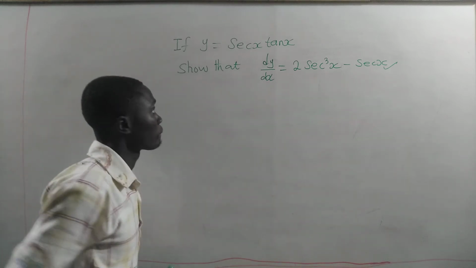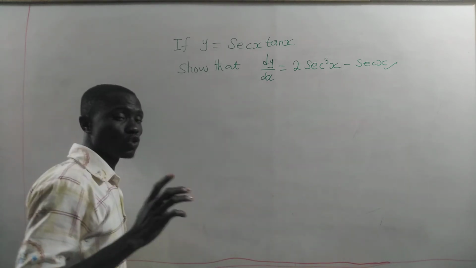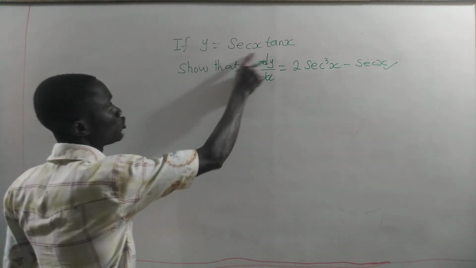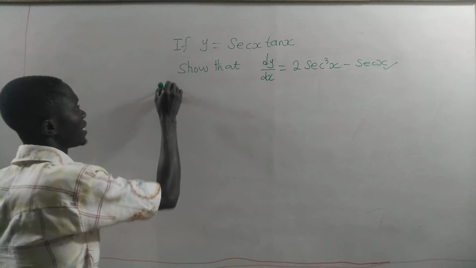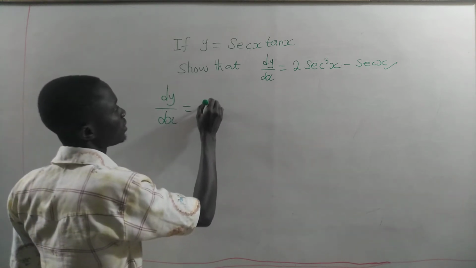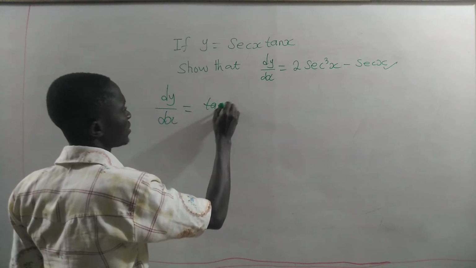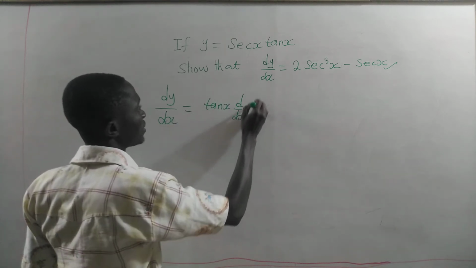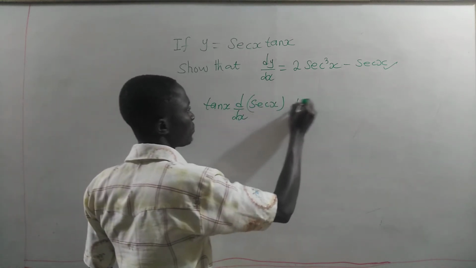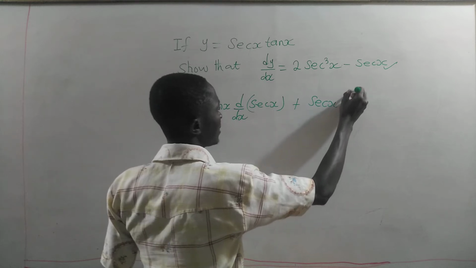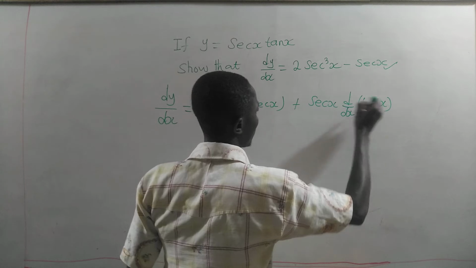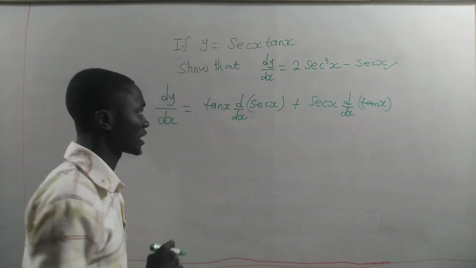So let's see. So Into Michael, it means your question should be of this form. Here we are going to use the product rule. So here the derivative of y with respect to x should be equal to the tangent of x times the derivative of secant of x with respect to x, plus secant of x times the derivative of tangent of x with respect to x. That is using the product rule.